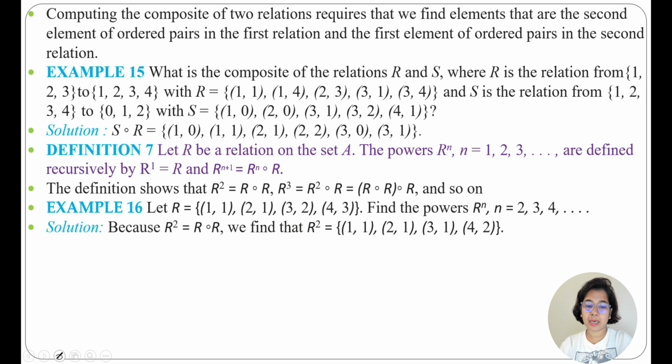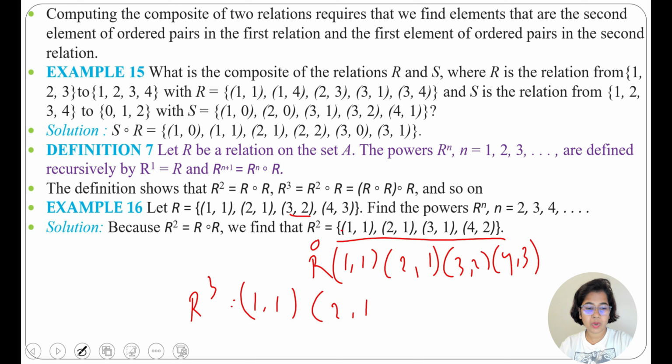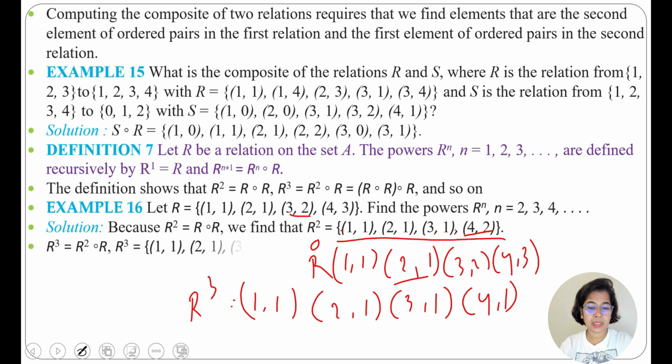Next we will find R^3. This is our R^2, and we will do composition with R. R contains (1,1), (2,1), (3,2), (4,3). So R^2 composition R. Now what will R^3 contain? (1,1) with (1,1) gives (1,1); (2,1) with (1,1) gives (2,1); (3,1) with (1,1) gives (3,1); (4,2) with (2,1) gives (4,1). So (1,1), (2,1), (3,1) and (4,1), all end with 1.